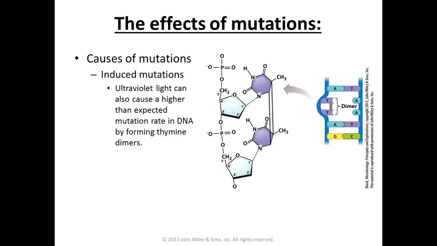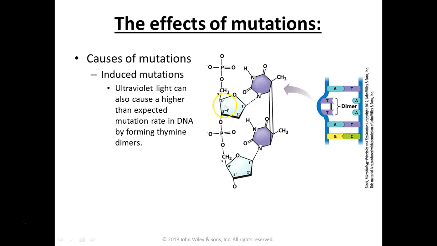So this is another mutagen, an induced mutation. So these aren't ones that happen spontaneously, they're caused by something, right? That's what induced means. This is one that we're exposed to all the time, and this is why you want to try and protect yourself: UV light. It does this to your DNA.